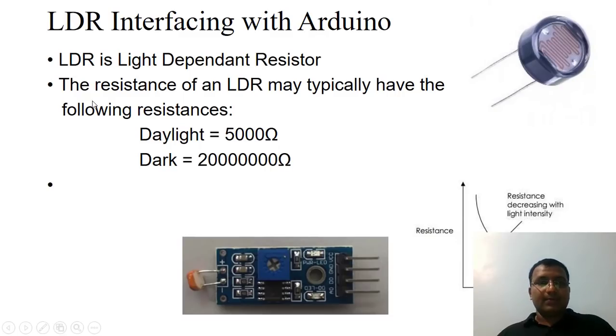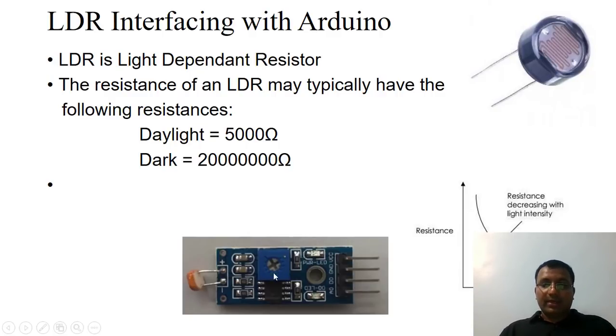Okay, next is LDR. LDR stands for light dependent resistor, interfacing with Arduino. So LDR looks like this. The resistance of an LDR may typically be as follows: in daylight it has 5000 ohm, but in the dark it has a very huge resistance. So with respect to light intensity, if the light intensity goes on increasing, the resistance goes on decreasing. If the light intensity goes on decreasing, the resistance goes on increasing.